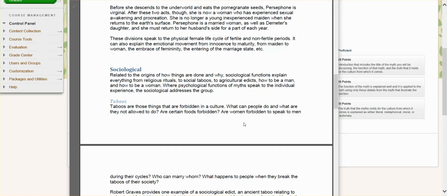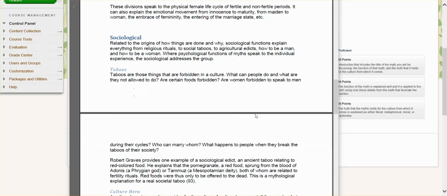Taboos are those things that are forbidden. Every culture has certain things that are forbidden. In many Western cultures, you're not allowed to marry your sister, for example. There are certain foods you cannot eat. There are certain colors that can't be worn. Hair has to be worn a certain way. If a taboo is broken, there's usually a punishment, a consequence that goes along with it. That falls under a sociological function.